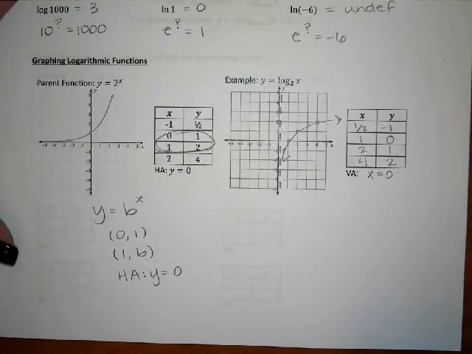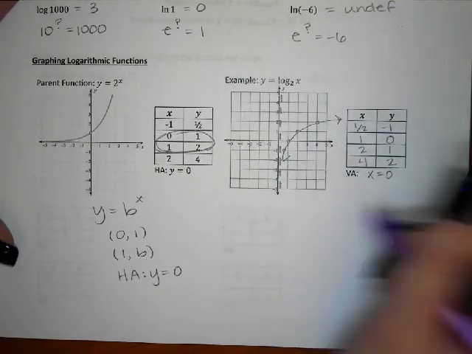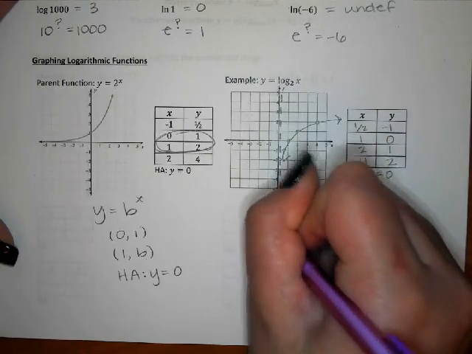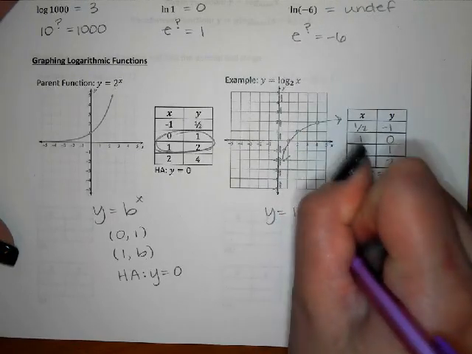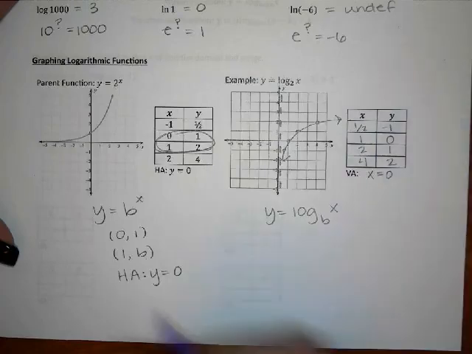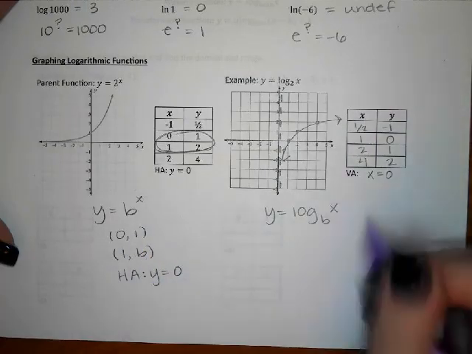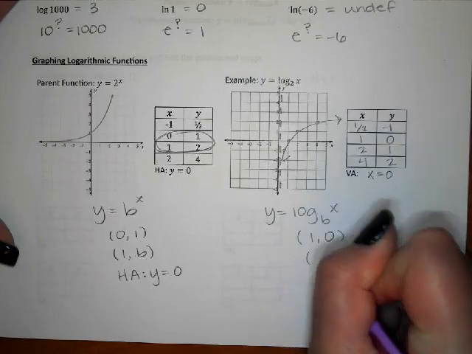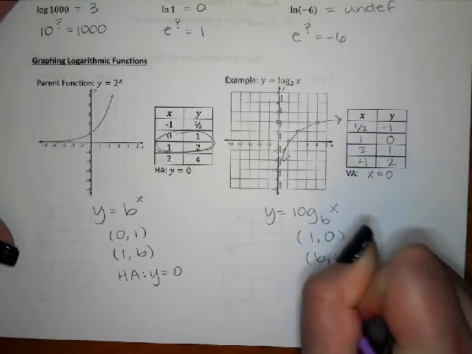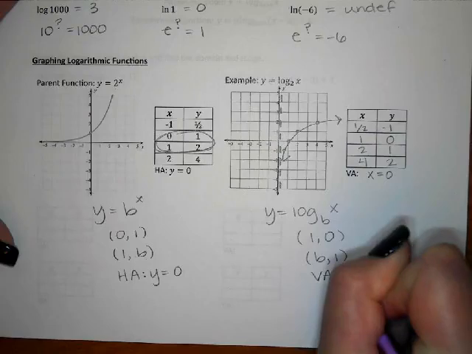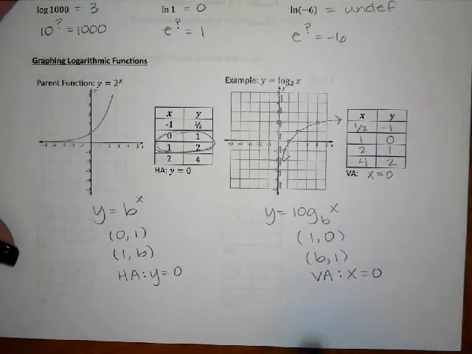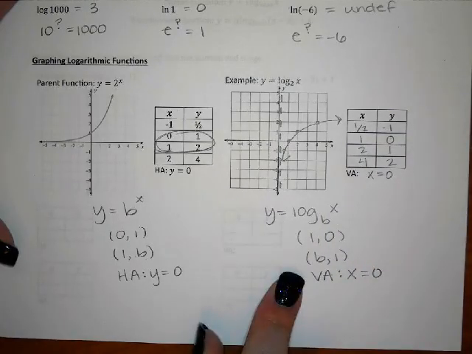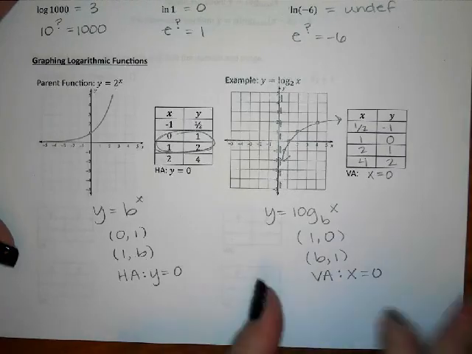you've done transformations. Over here, if we have log base b of x, then you're just going to take the inverse of each of those. So you're going to trade the x and the y. You're going to have the point (1, 0), you're going to have the point (b, 1), and you're going to have a vertical asymptote at x equals 0. So that's what we're going to use today to be able to graph our logarithmic functions.